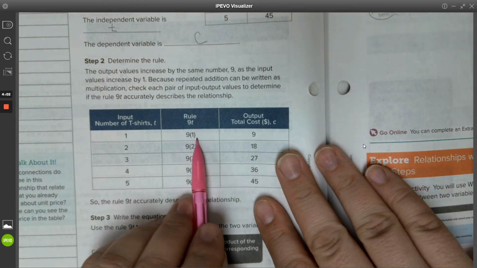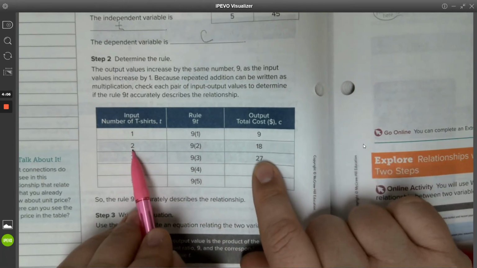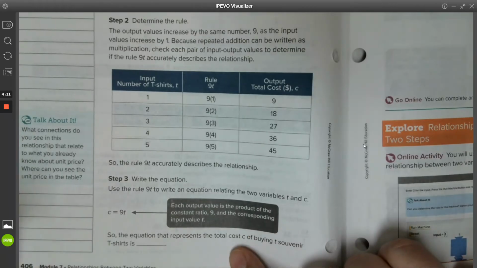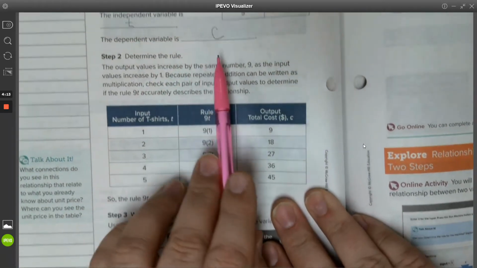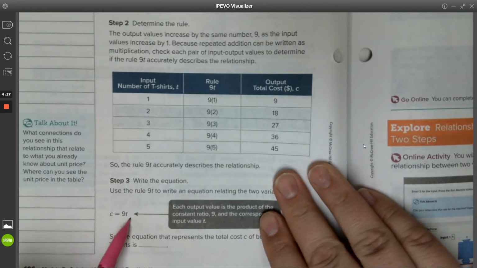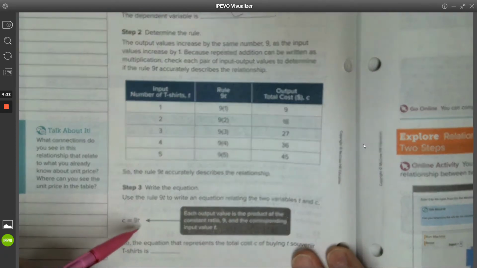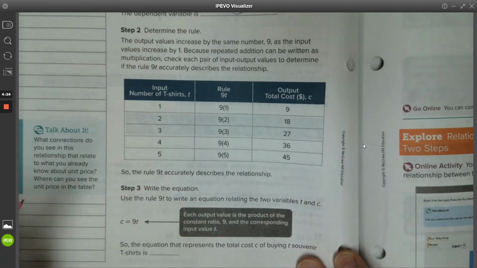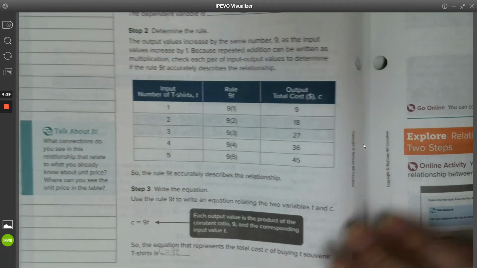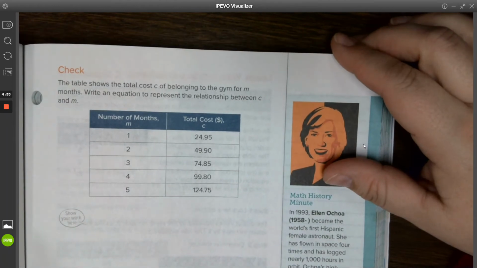9 times 1, which was our number of t-shirts, we would get 9. 9 times 2 would give us 18, so on and so forth. So when we write our equation, we would say our dependent variable, C, equals 9 times our independent variable, T. C equals 9t would be our equation here. C equals 9t. Let's go ahead and try that with our check.